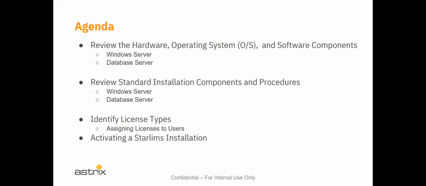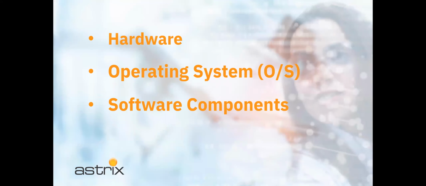So in this training, we're going to review the hardware, the operating system, and the software components: the Windows server, the app server, the database server. We're going to review standard installation components and procedures for both the Windows app server and the database server. And we're going to identify the license types, assigning licenses to users, and activating a STARLIMS installation. So we're going to look at the hardware, the OS, and the software components first.